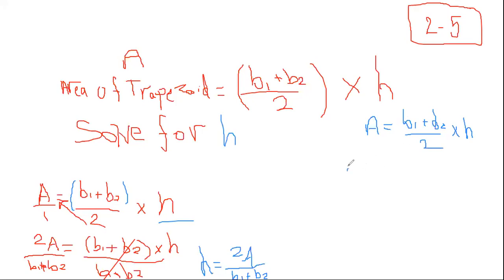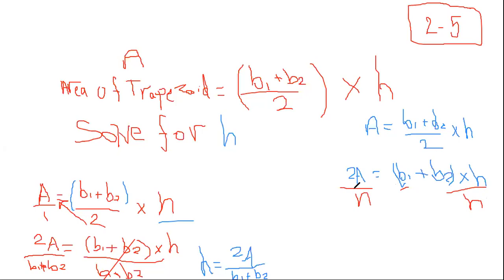Then now I have 2 area equals (B1 plus B2) times height. Now, which variable do we have to remove? I'm looking for B1. So which one do we have to remove? We have to divide both sides by h, the height.